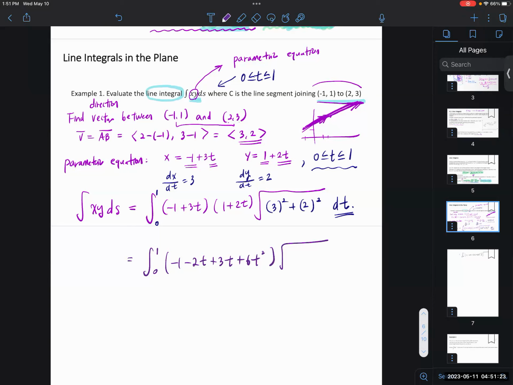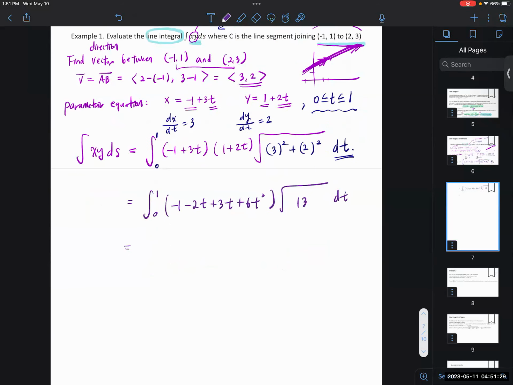9 plus 4, what is that? 9 plus 4 is 13 dt. So now I'm going to take the derivative because the radical 13 is a constant. And then I have -1. Nothing, we can combine it. Oh, we can combine these two numbers. So that's going to be radical 13 times (-t plus 6) dt.